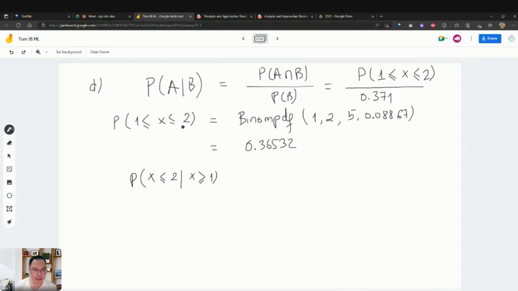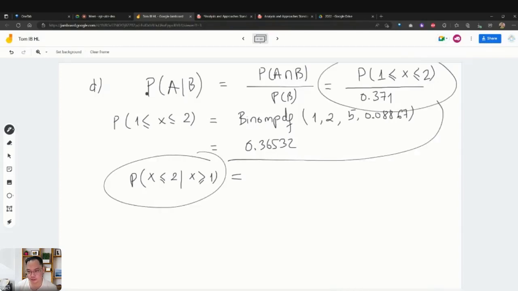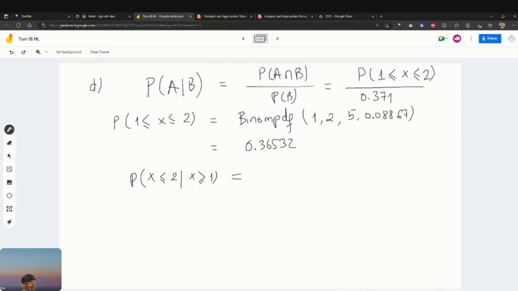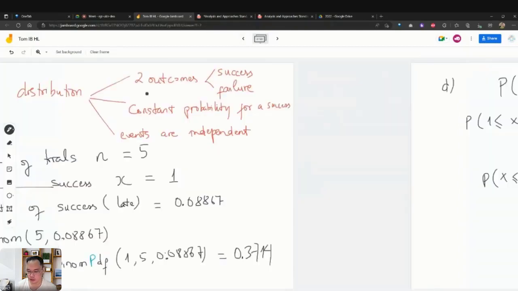Okay, this thing is equal to this ratio. So in your solution, you write this solution. This is the reminder about the formula in the formula booklet. Is A the given or is B the given? B is the given thing, given x greater than 1. Okay, 0.36532 over 0.3714 in front here.